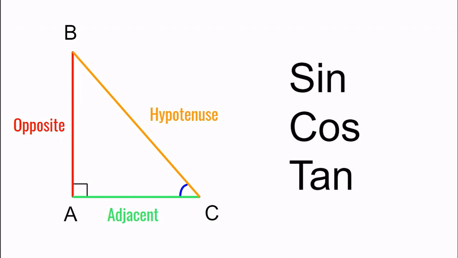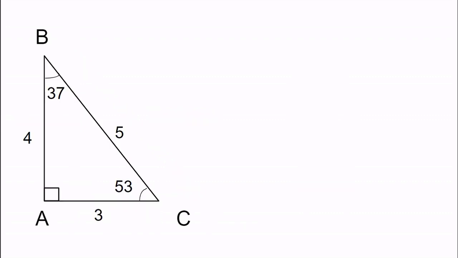These are the three ratios that are mainly used in trigonometry. Now let's start off with this example right here. So consider this triangle, triangle ABC, and this angle right here, angle ACB, which is 53 degrees. Now what if I asked you to find the sine of 53? How would you do that?